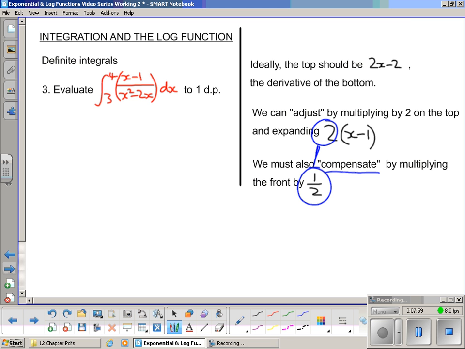Okay, let's have a look as we piece together this now that we've done a bit of compensating. So we've turned our question in. We've adjusted our question to be more ideal, really. It's a bit cheeky of us, but still. Our top is now the differentiation of our bottom. And we've got that compensation of a half out the front here. And we can go to it now, because it fits the ideal, or at least sections of it do.